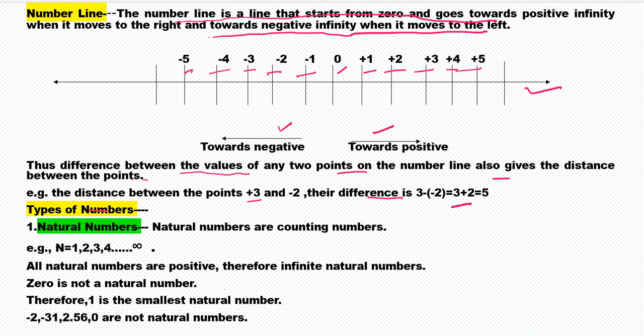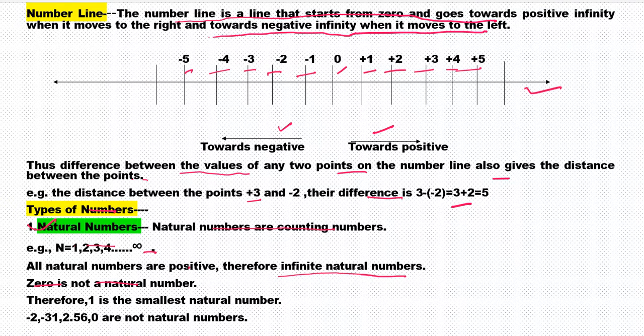Types of numbers. First is natural numbers. What are natural numbers? Natural numbers are counting numbers. For example, n is equal to 1, 2, 3, 4, 5 to infinity. All natural numbers are positive. Therefore, there are infinite natural numbers. But 0 is not a natural number.